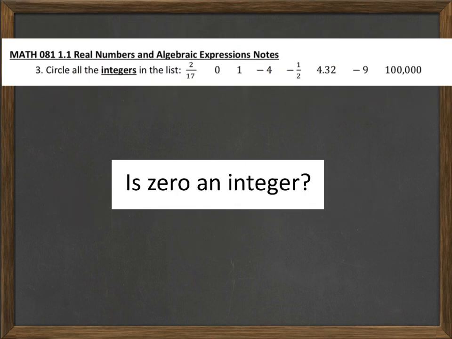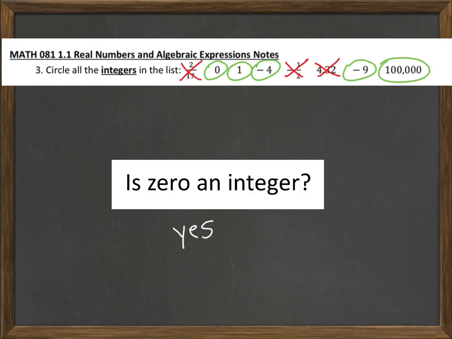Last but not least, circle all the integers. So integers, remember, cannot be fractions or decimals. So I'm going to cross out all the fractions and decimals. Okay, so what's left over? What's left over is 0, that's an integer, 1, -4, -9, and 10,000. Those are all integers. And then the question is, is 0 an integer? And the answer is yes.